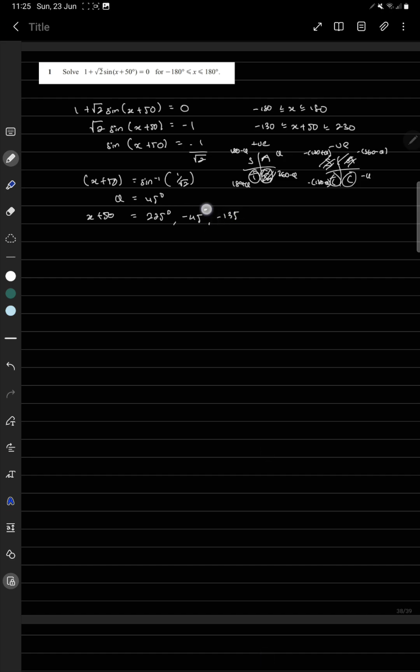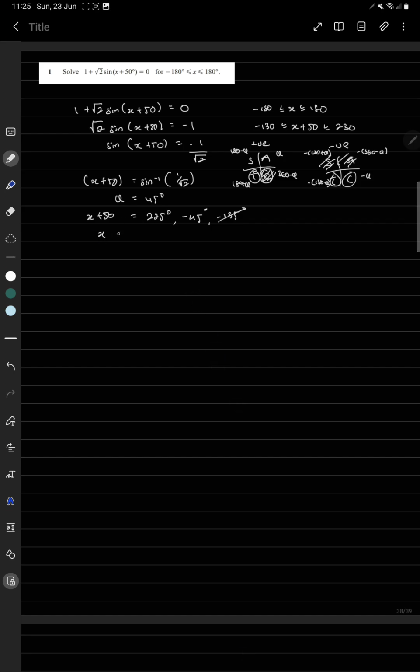Now let's go through all of these angles together just to make sure they are all within the range. 225 is inside the range, it's less than 230. -45 is definitely inside the range, it's very small. -135 is outside the range, because it should be more than -130, but -135 is less than -130, so we will not take this value. Now we've done listing all of these values together.